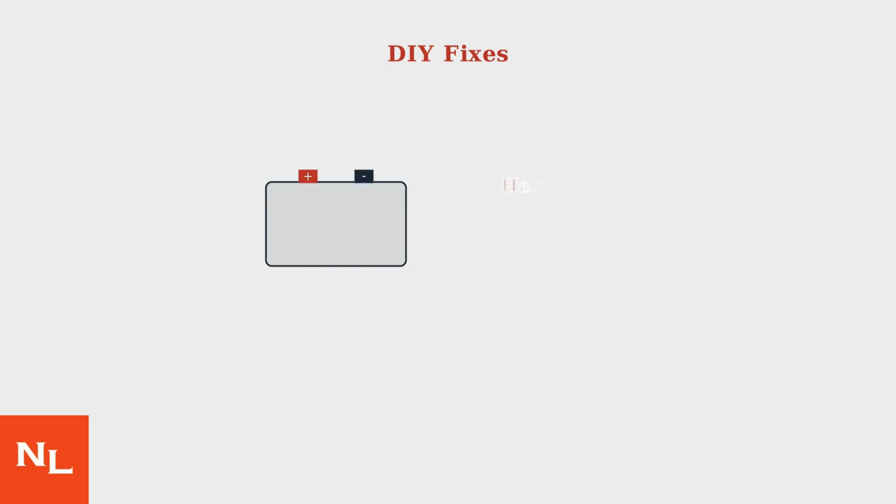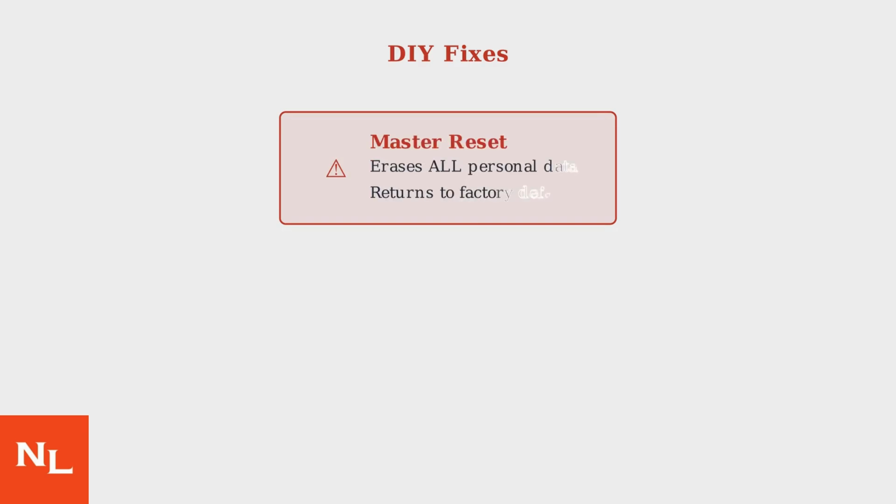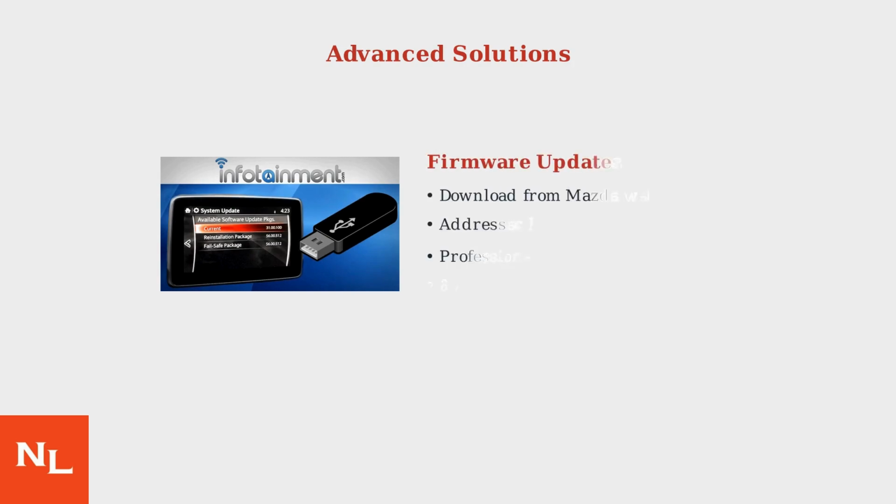If the soft reset doesn't work, try a hard reset. Disconnect your vehicle's 12-volt battery for 15 to 20 minutes, then reconnect it. This more thorough reset has a 75% success rate for persistent issues. As a last resort for software issues, use the Master Reset option found in your system settings. This will erase all your personal data and return the system to factory defaults, but it's the most comprehensive software-based solution. For more persistent issues, advanced solutions may be necessary.